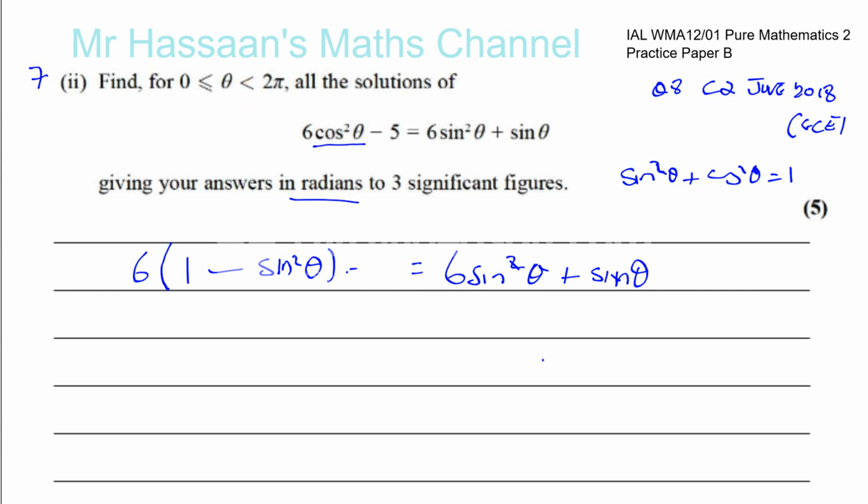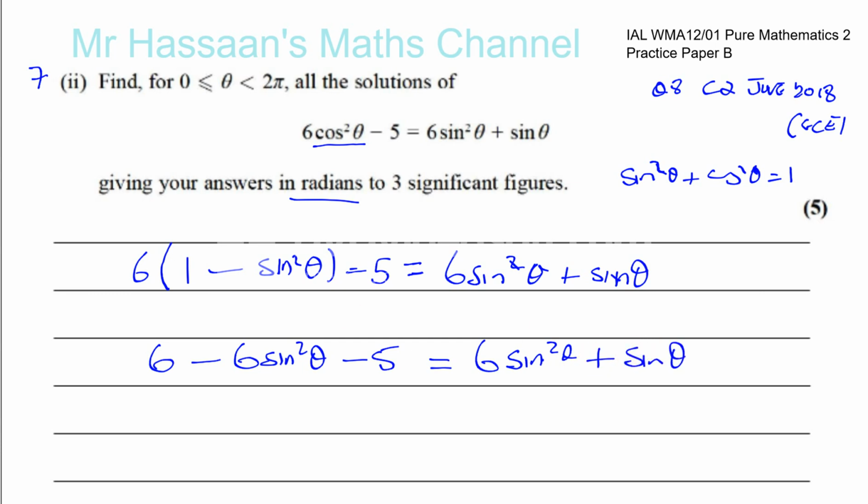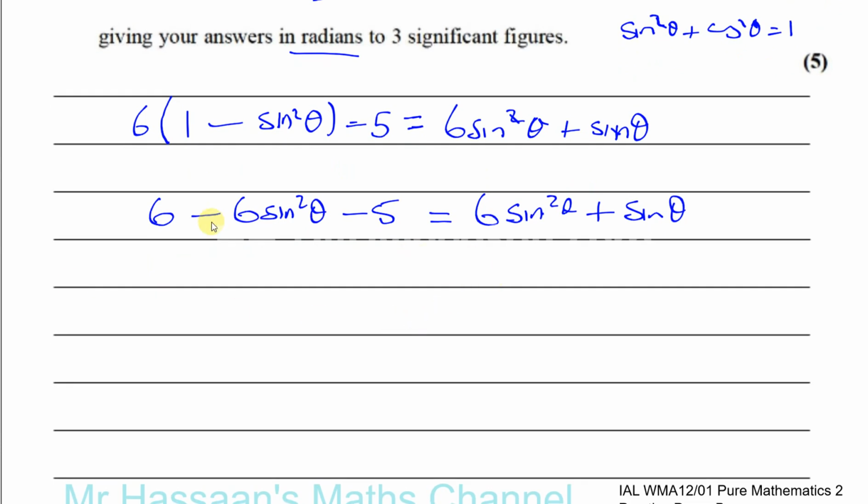So expanding this, you get 6 minus 6 sine squared theta minus 5 equals 6 sine squared theta plus sine theta. So I want to bring everything onto one side so that we're going to have a quadratic, it seems. So we've got 6 minus 5, which is 1. So let's write that first. 1 minus 6 sine squared theta equals 6 sine squared theta plus sine theta.